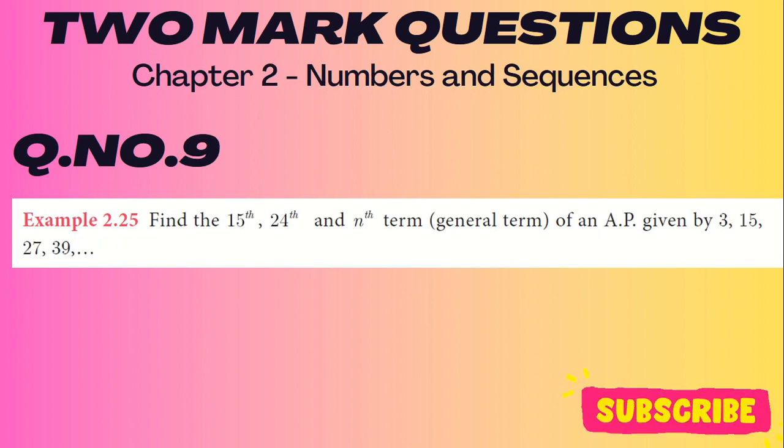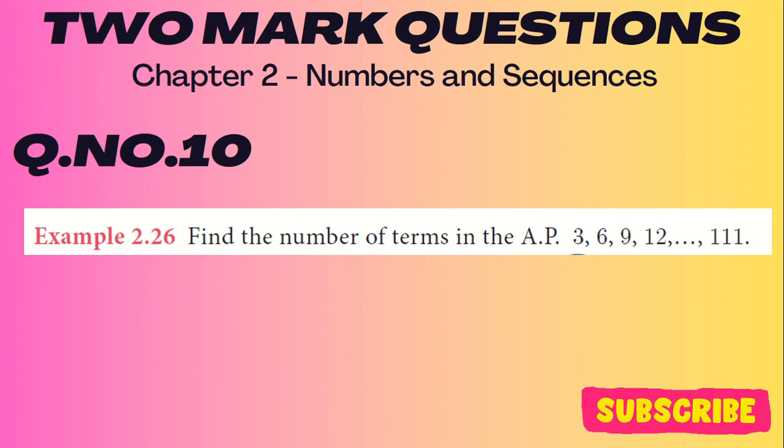Question number 9, example 2.25: find the 15th, 24th and nth term of the AP given by 3, 15, 27, 39. I once again repeat question number 9, example 2.25: find the 15th, 24th and nth term of the AP 3, 15, 27 and 39. Then we go to question number 10.